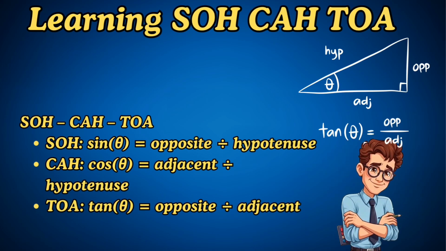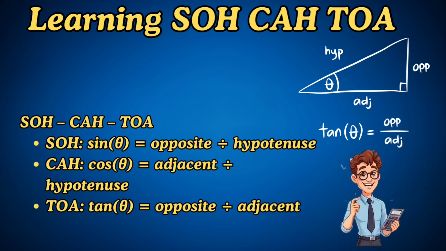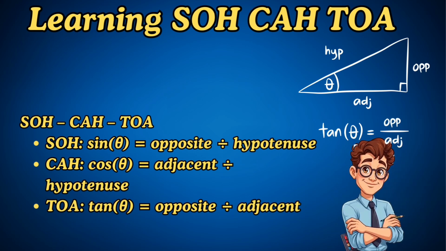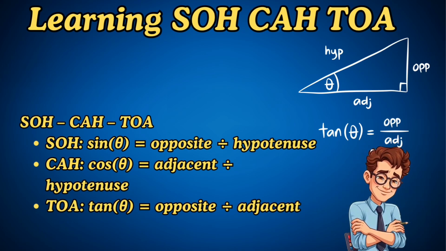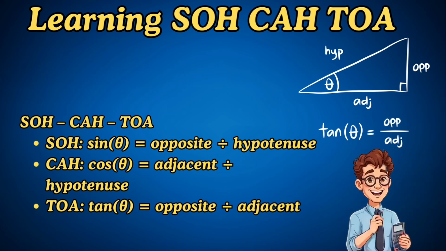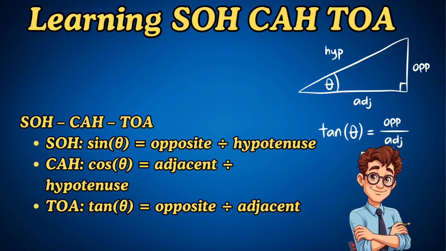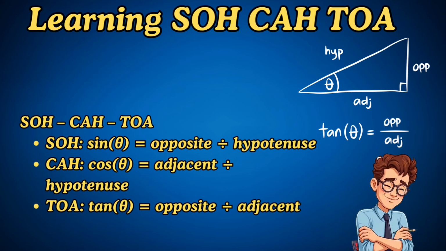We'll break it down step by step. First, what SOH CAH TOA actually means, then how to set up angle questions, then how to use your calculator correctly, and finally, how to avoid the most common mistakes students make. Trigonometry is essential for higher maths topics like bearings, vectors, and even Pythagoras extensions. So mastering this now makes the rest of your GCSEs so much easier. Let's get straight onto it.